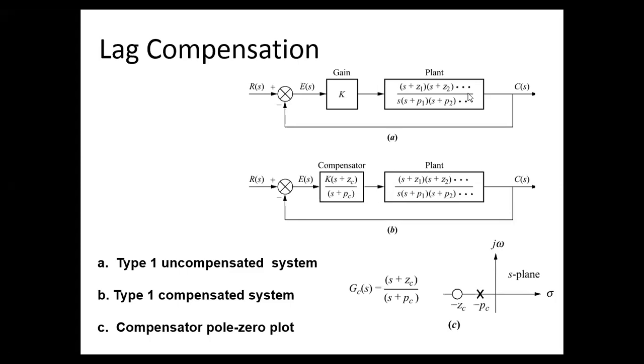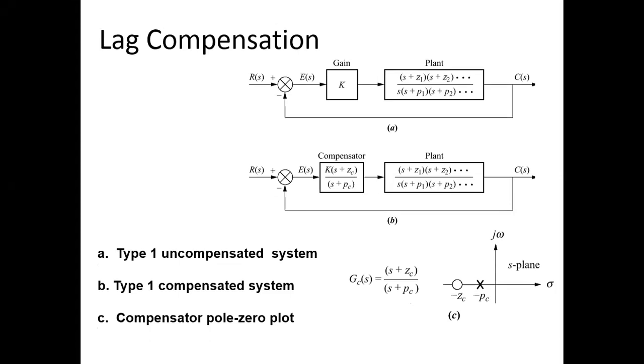In our today's video, we will discuss lag compensation. Ideal integral compensation with its pole on origin requires an active integrator. If we use the passive network, the pole and zero are moved to the left, close to origin, as shown in this figure C.